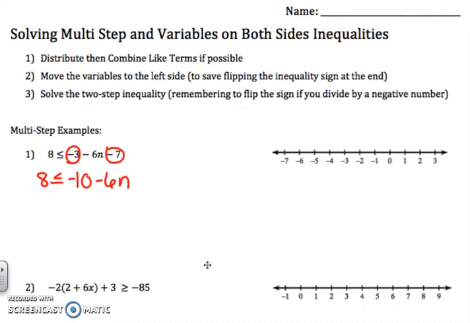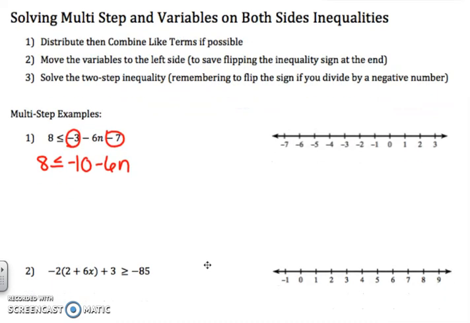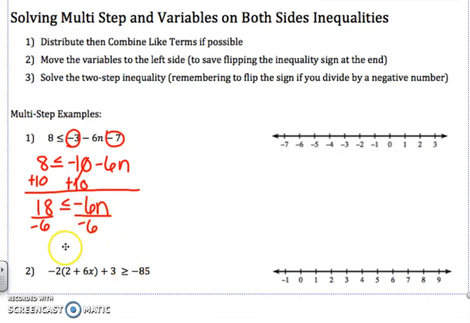Okay. So now I have a two-step problem where I'm going to plus 10 on both sides and get 18 less than or equal to -6n. I'm going to divide by -6. But what happens when you divide by a negative? Your inequality sign is going to flip. So I'm going to flip that inequality. I would get n. And then I would get -3.